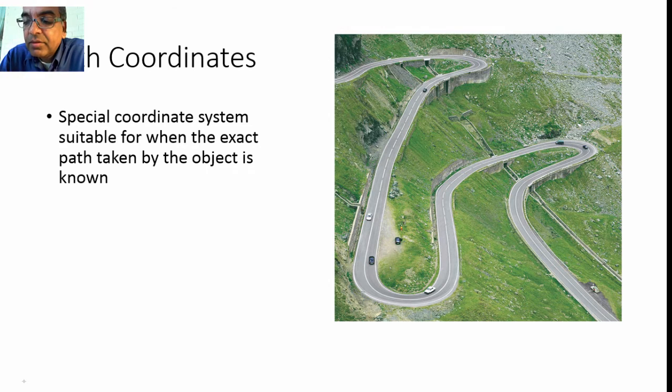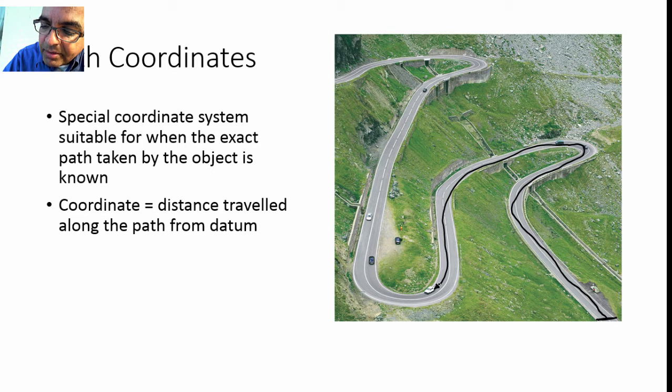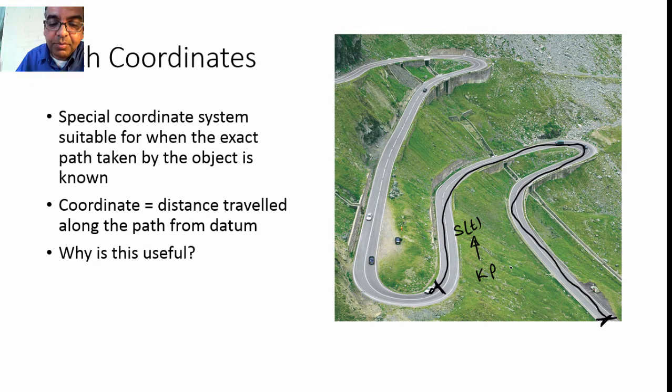When you know the exact path, the road should be known. So here you have the road, and the road is known, and this is a path coordinate system. How does it work? Pick a datum. Let's say I start here, and the coordinate is how far you have gone along this road to the point of interest. That distance is S, from here to there, and this is a function of time. So this is my kinematical parameter. Everything will be written in terms of this because the path is known. It's a beautifully simple setup.